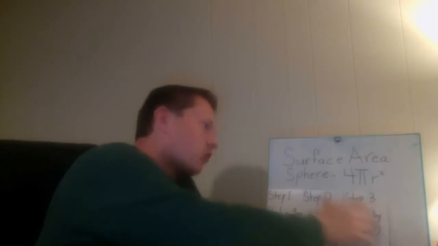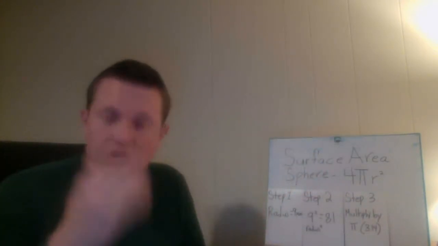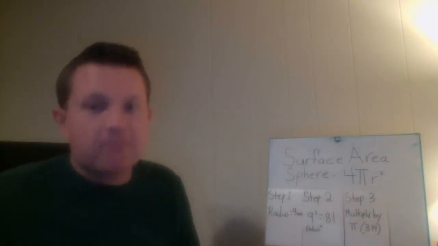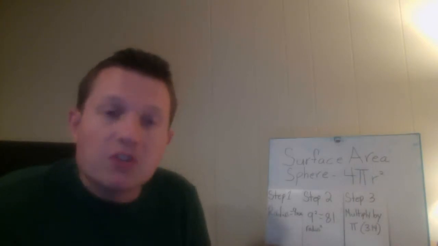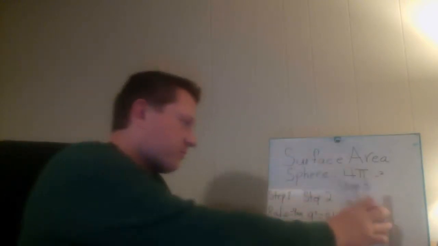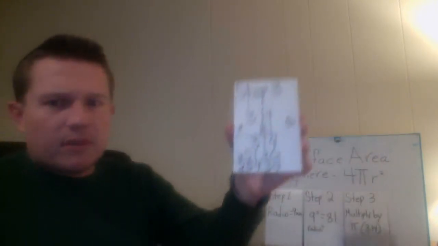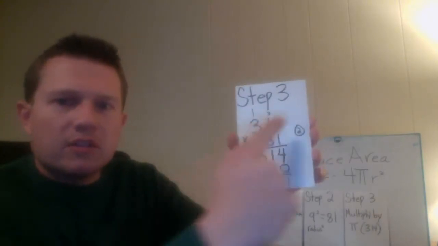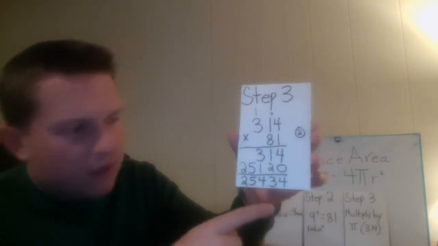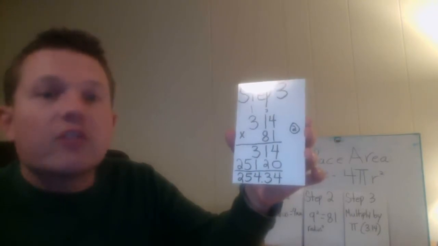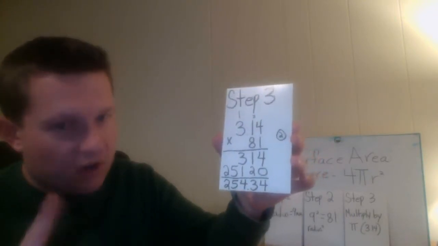Step number 3. You could have multiplied by 4 here. I chose to multiply by pi. That's fine. I multiplied by pi, which of course is 3.14. And I have done the math for you. I might have to move this up a little bit here. But step number 3, you see pi times 81, and we end up with 254 and 34 hundredths. We're not finished yet though.